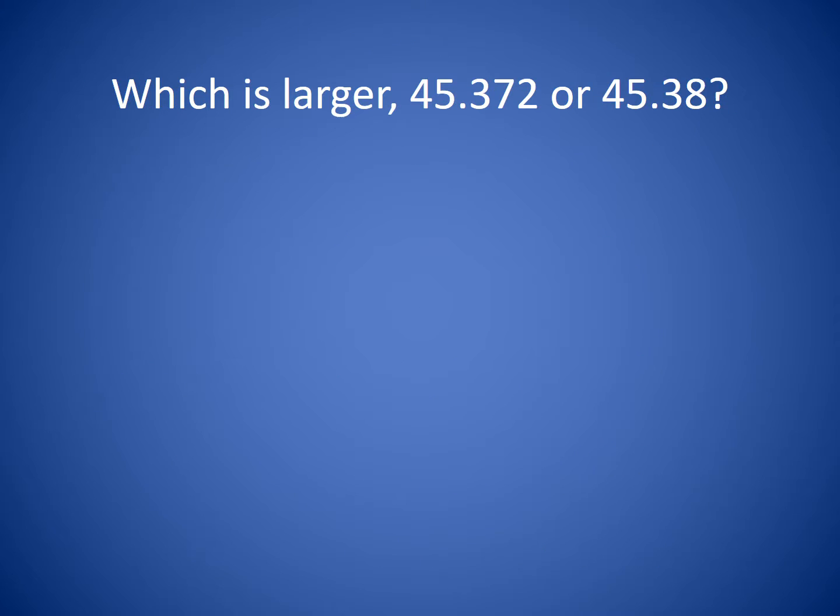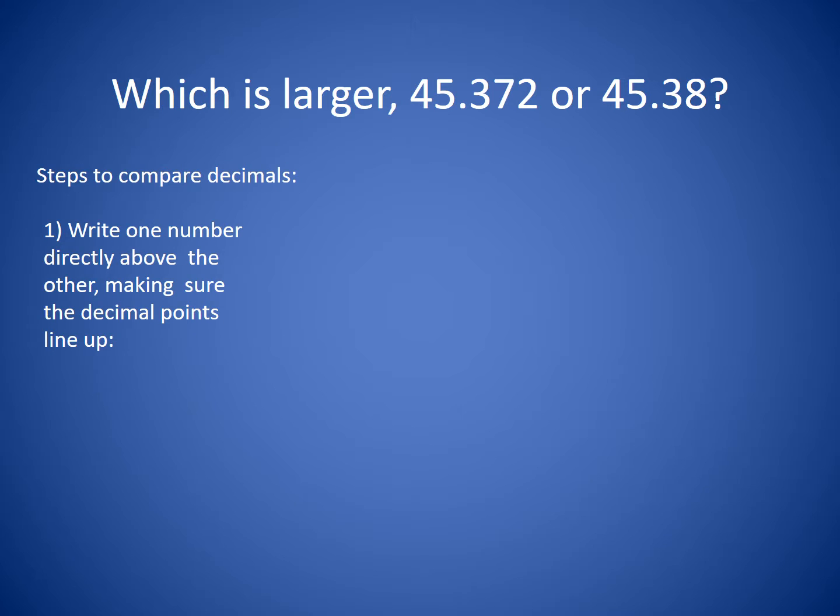All right, let's go back to the original problem. Which is larger, the 45.372 or the 45.38? So the steps to compare these two. The first thing I'm going to do is write those two numbers, one right on top of the other, and make sure the decimal points line up. So here I've written the 45.372, and right underneath that, with the decimal points one right on top of the other, I write 45.38.